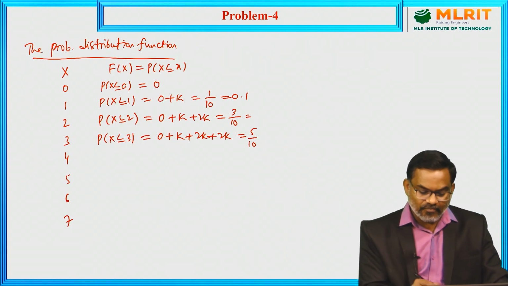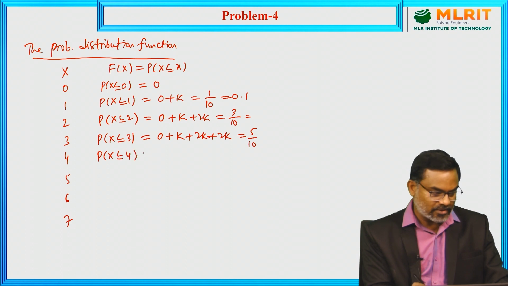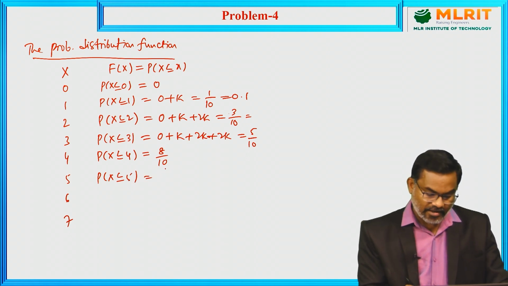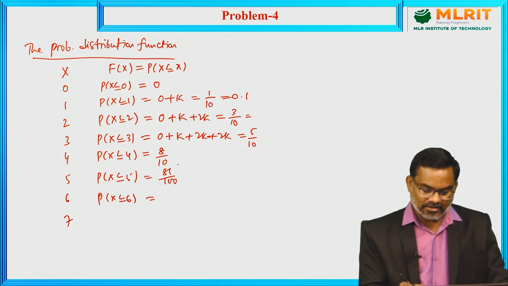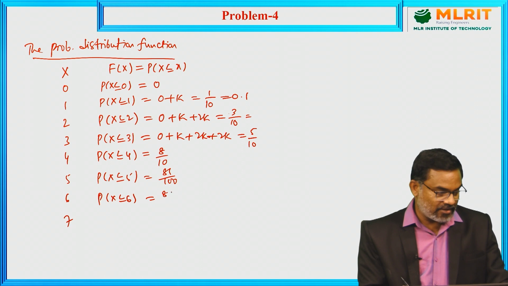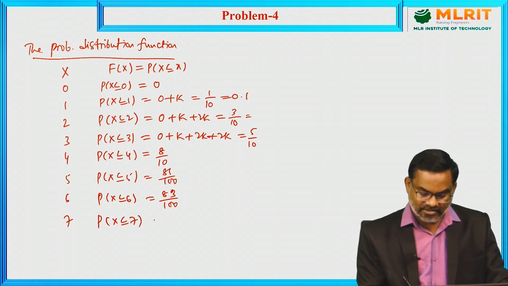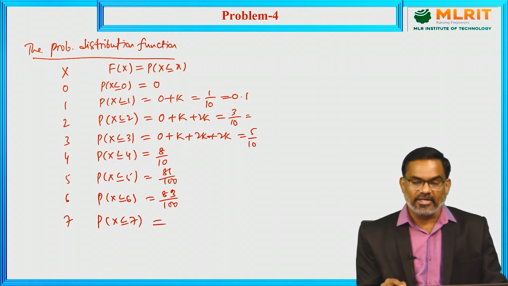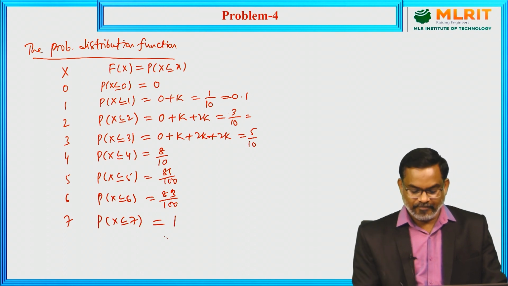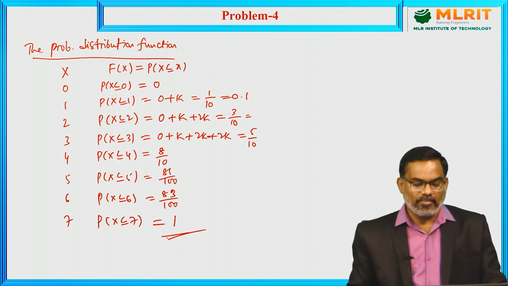So, 5 by 10. Similarly, x less than or equal to 4 is 8 by 10. X less than or equal to 5 results in 81 by 100. X less than or equal to 6, because the last probabilities are given in terms of k square, we will get k square terms here. Hence, the value is 83 by 100. And x less than or equal to 7: since 7 is the last value, the sum of all probabilities must be 1. So, the last value is 1. This is the probability distribution function of the given distribution.